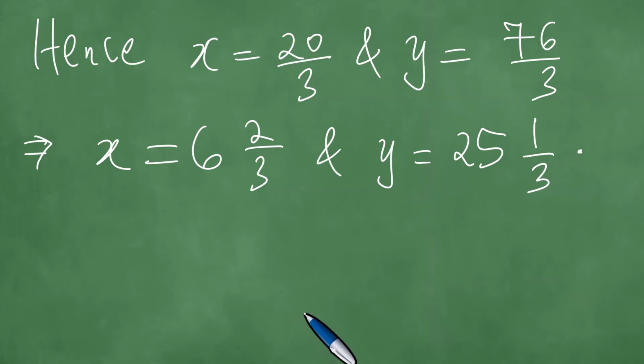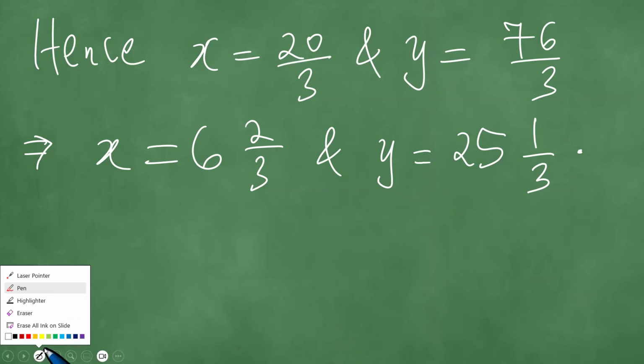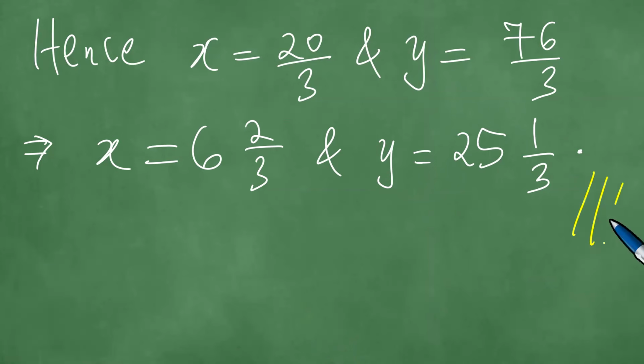At this point, we make sure that we understand that these are the two numbers, because we have to answer the question and find the two numbers. The first number is 20 out of 3, or when you divide 20 by 3, 3 goes 6 times into 18, remainder 2 out of 3. And 3 divides 75, 25 times, remainder 1 out of 3, so y is 76 out of 3, or 25 1/3.